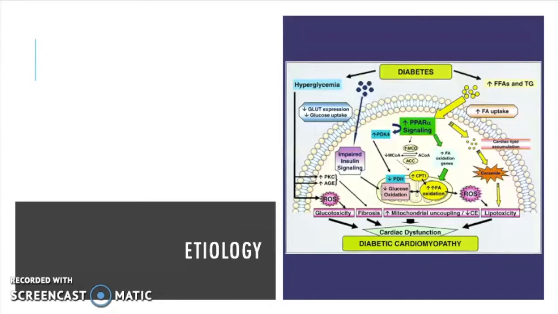Potential contributors to the development of diabetic cardiomyopathy. Increased free fatty acids activate PPAR alpha signaling, leading to the increased transcription of many genes involved in fatty acid oxidation. Increased fatty acid oxidation leads to the generation of reactive oxygen species at the level of the electron transport chain. ROS, which also can be generated by extramitochondrial mechanisms such as NADPH oxidase, play a critical role in several pathways involved in the pathogenesis of diabetic cardiomyopathy, including lipotoxicity, cell death, and tissue damage, as well as mitochondrial uncoupling and reduced cardiac efficiency.